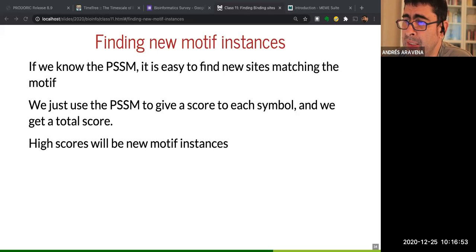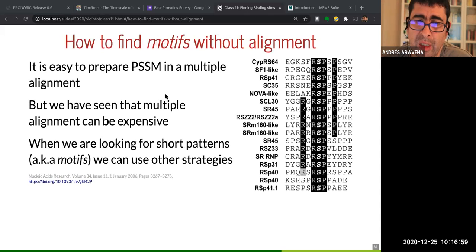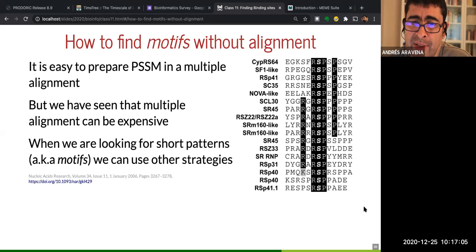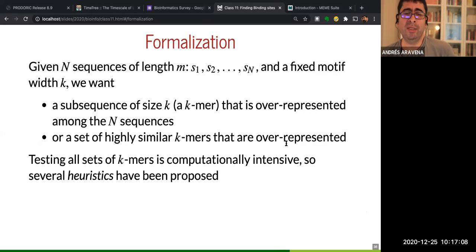So then you can do it aligning, but if you don't want to align, that was the thing that we talked about before. We essentially do this: given n sequences of, let's say, the same length m, and a motif width that here I call k, we look for a k-mer, a subsequence of length k that is overrepresented. We are essentially trying to see which k-mer is more frequent.